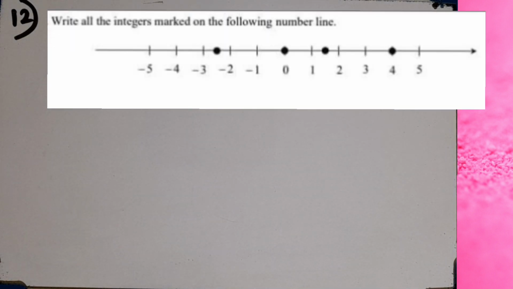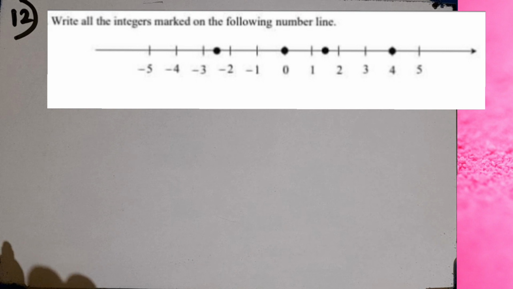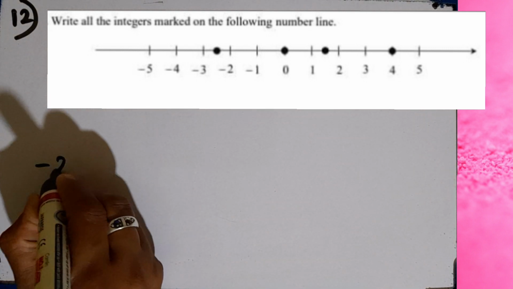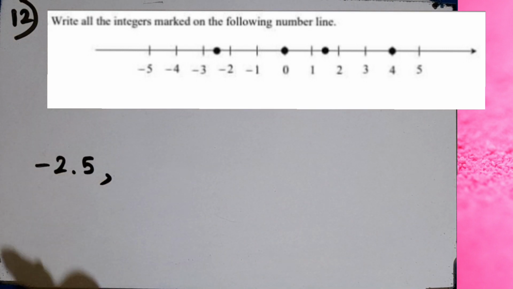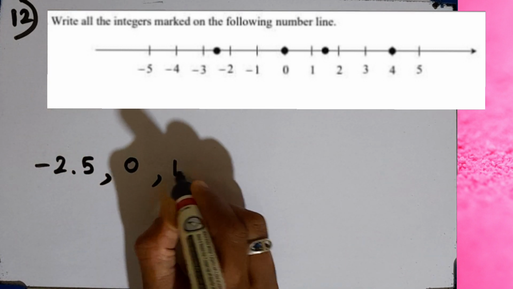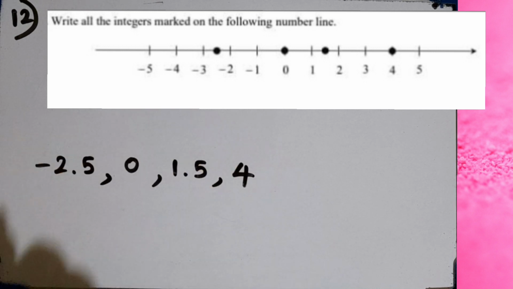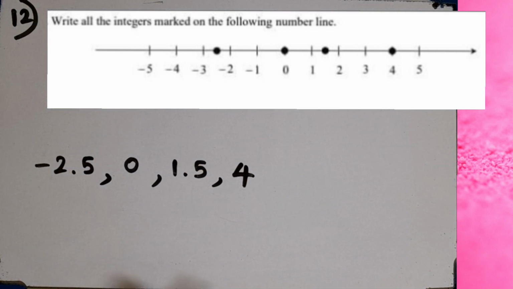Question number 12. Write all the integers marked on the following number line. In the number line, if we go from the left side to right side, the first digit that is marked is minus 2.5. Then the second digit marked is 0. Next one 1.5. Last one is 4. So these are the digits that we can write here.